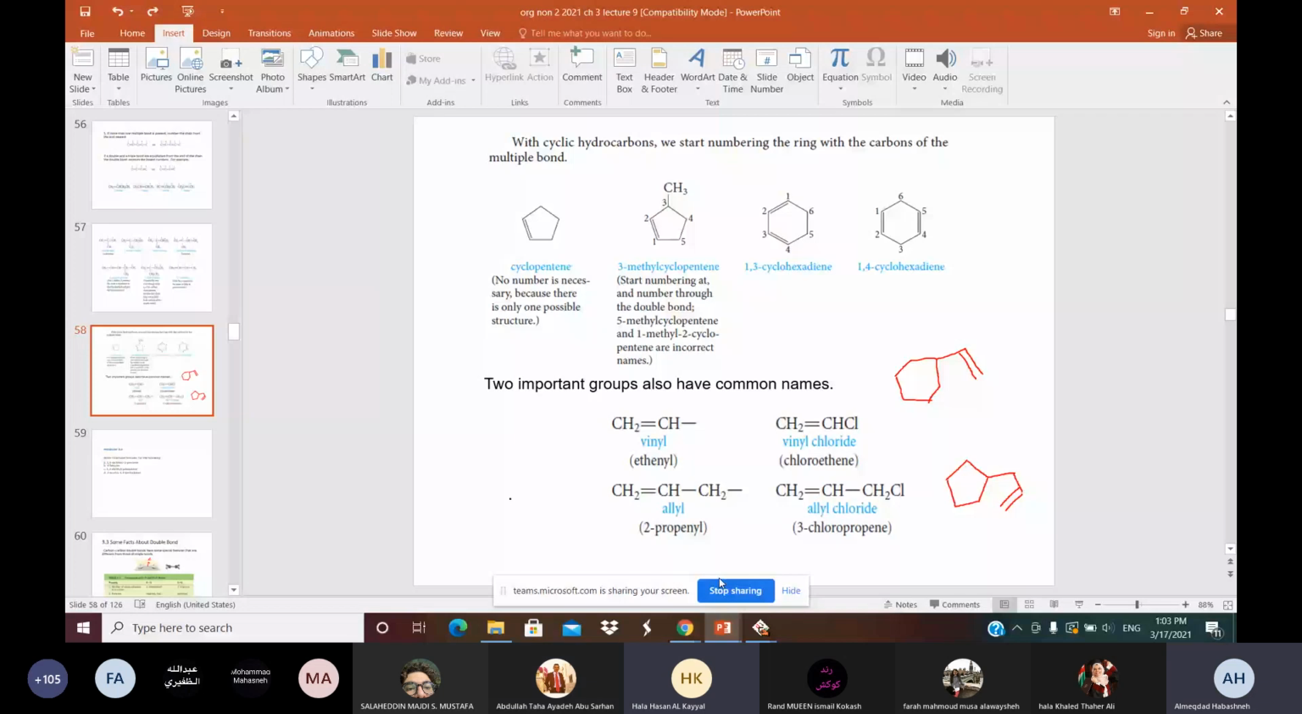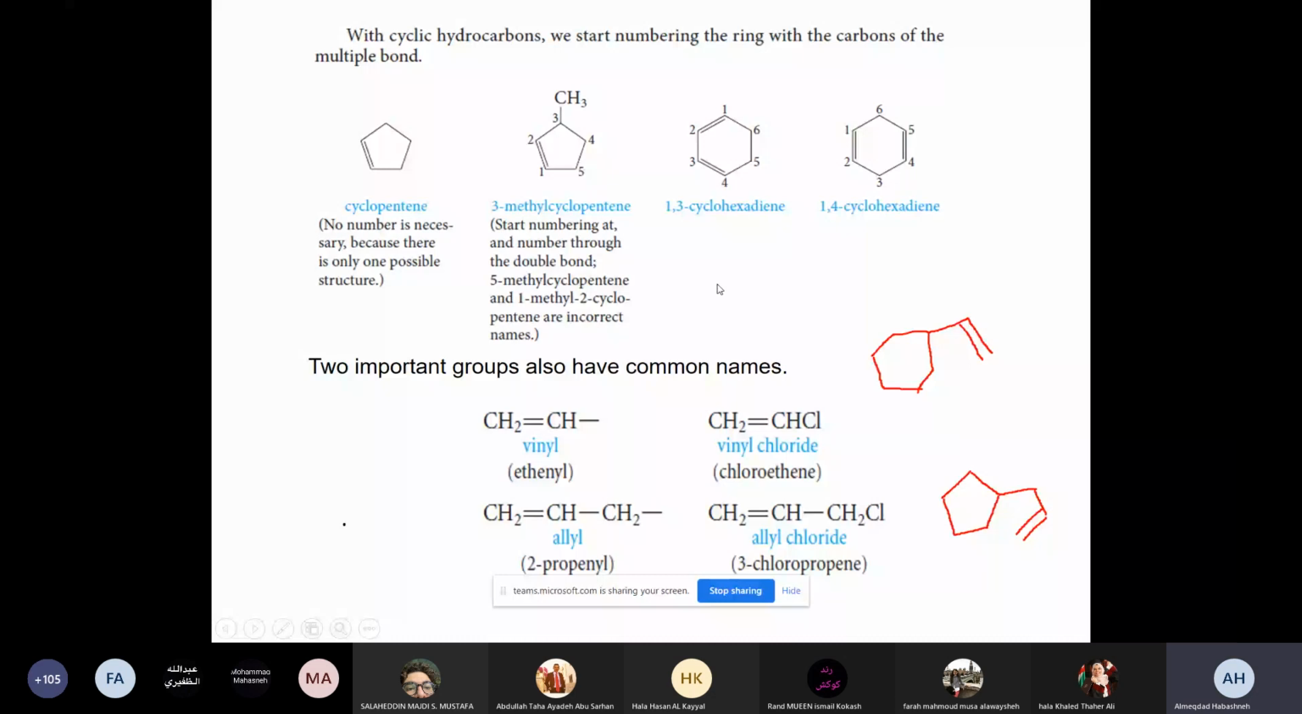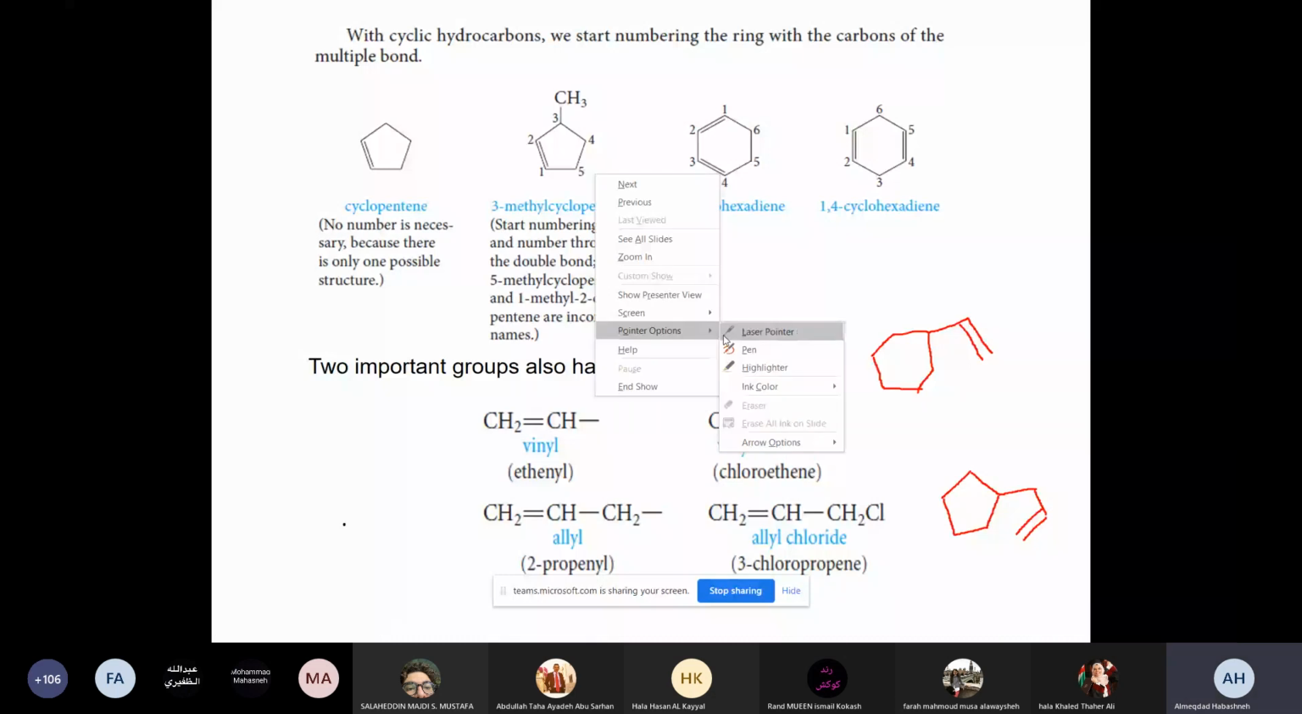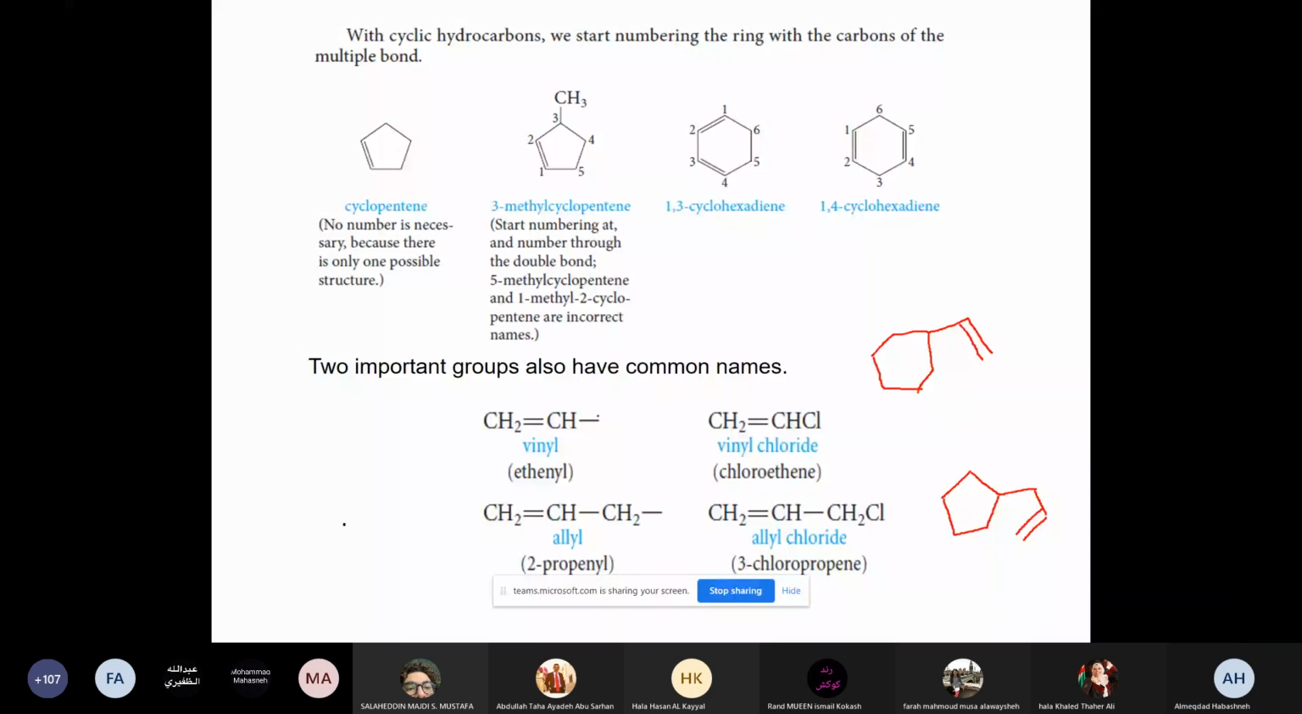الفاينل. When the double bond itself, just a double bond, is a substituent, we call it vinyl. لذلك لما يكون عندك دبل بوند في كلورايد يسموه فاينل كلورايد.